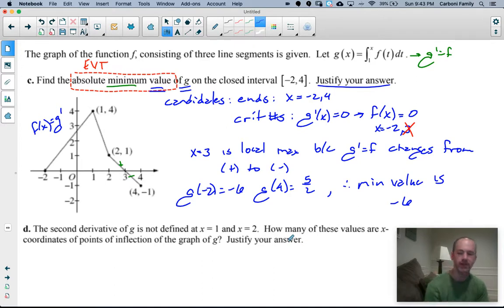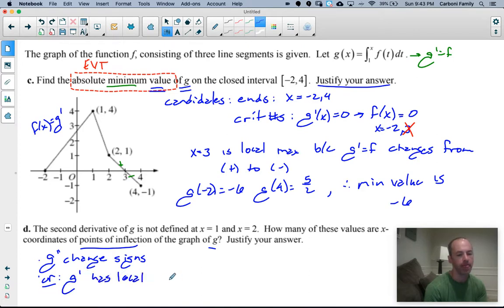Okay, so there are two ways to justify an inflection point. My first thought is that if we're talking about the inflection points of G, we need G double prime to change signs. However, there is an easier way for this problem. We have the derivative of G, we have G prime, and a function has an inflection point when its derivative has local extrema. If the derivative has a local max or min, that is an inflection point.